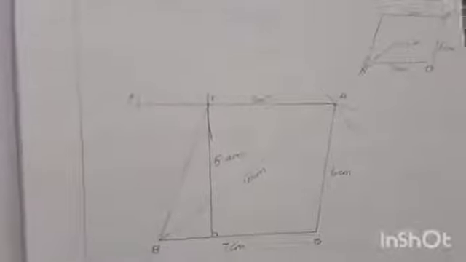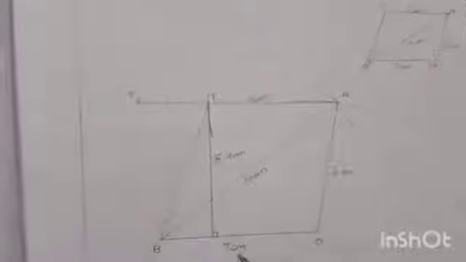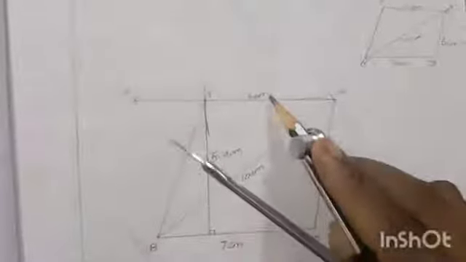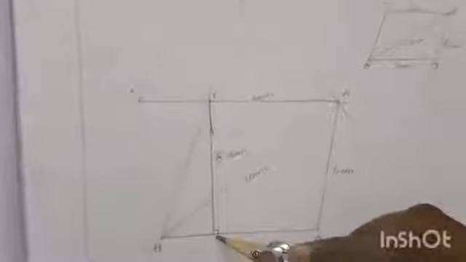Okay. Now we want to find the area. For area, we need A, B and height. The parallel sides are considered as A and B. This is A, this is B. How to construct this height?